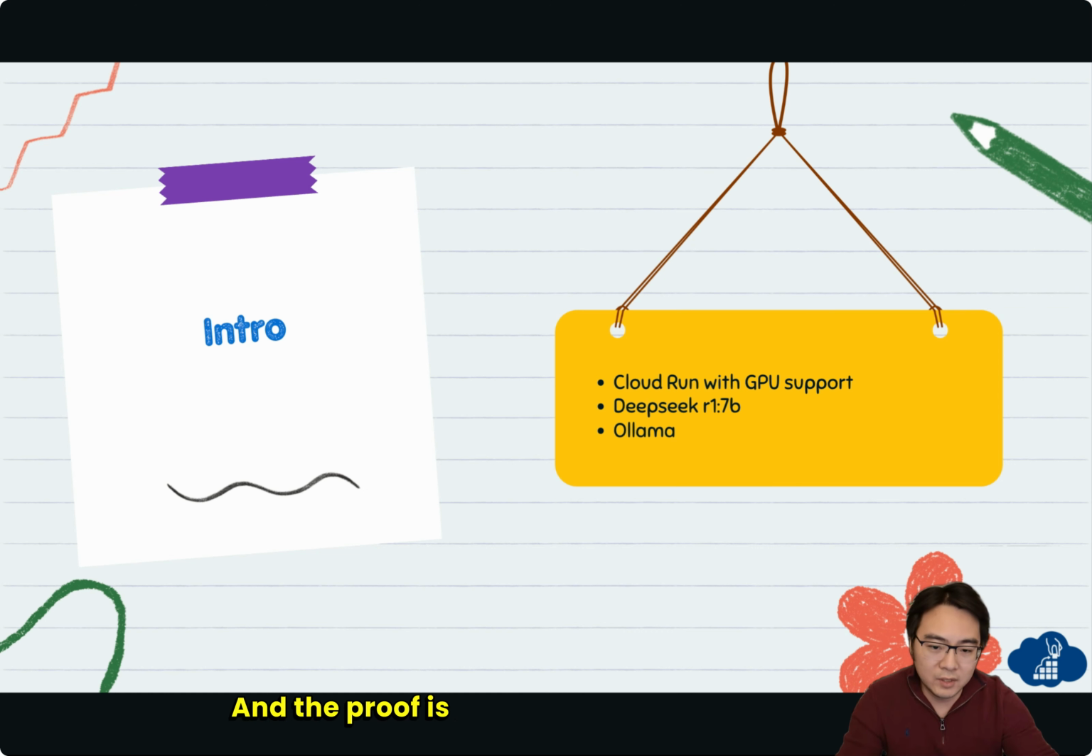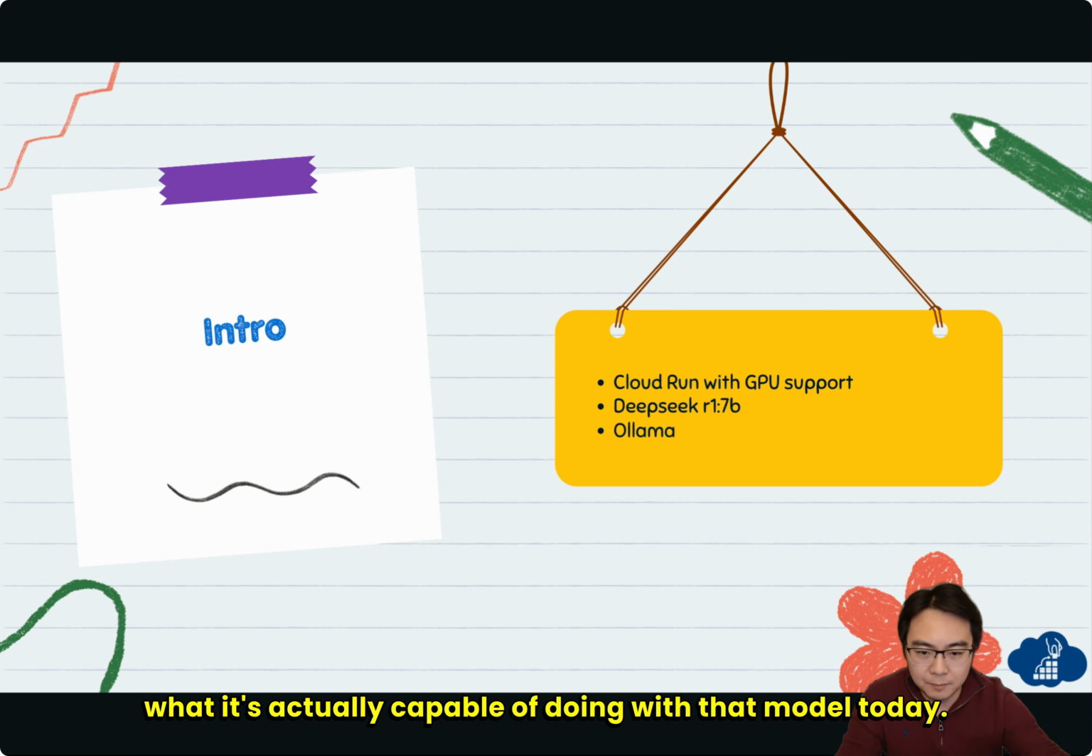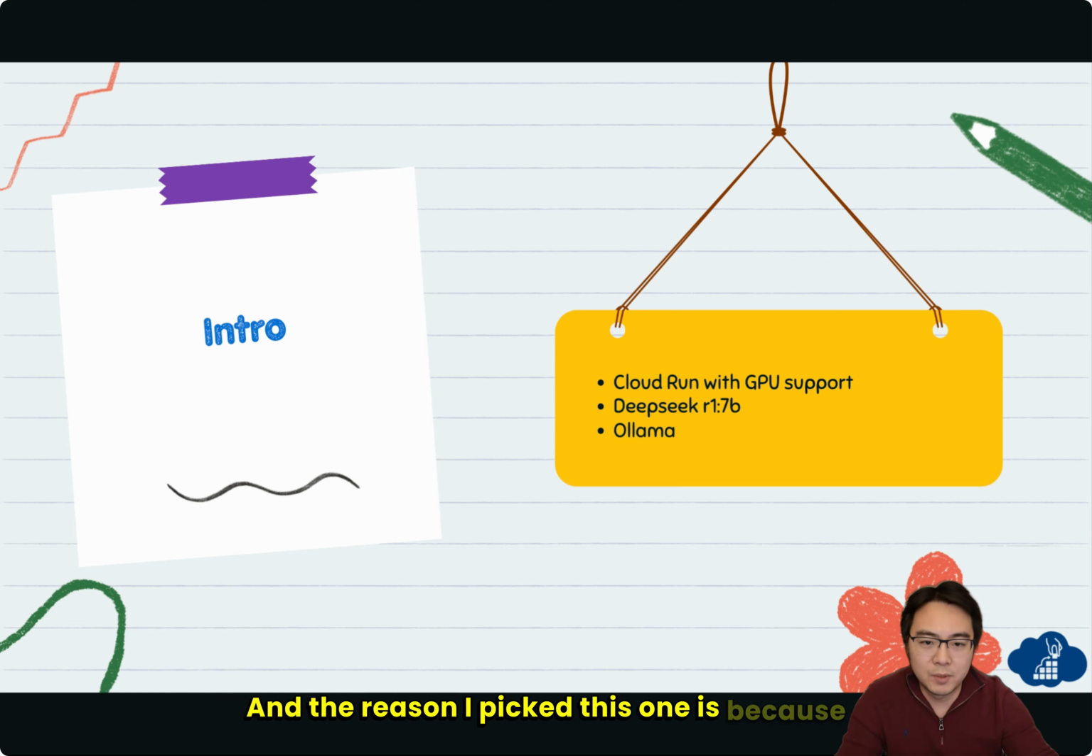And the proof is now you can actually run the DeepSeek R1 7 billion model, and I will show you what it's actually capable of doing with that model today. And the reason I picked this one is because one, it's quite new, and two, it's very powerful. It is something that people use to compare with the ChatGPT O1 model at a similar level of quality, specifically on reasoning, such as very complex coding tasks, right?